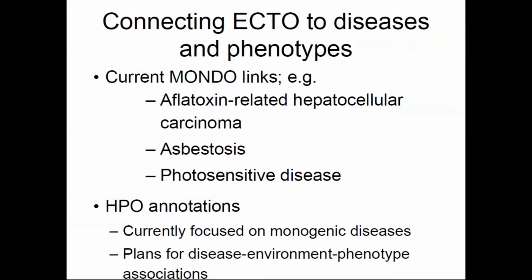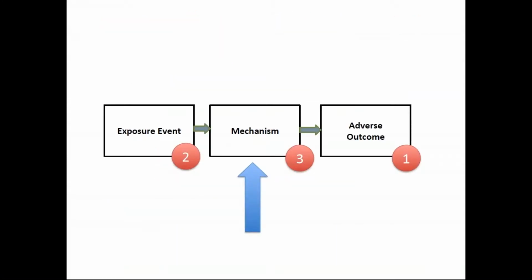What we're aiming to do is connect ECTO to disease and phenotypes. Currently within Mondo, we have connections from certain diseases like asbestosis to asbestos exposure and so on. These ones are fairly trivial, but we're also collecting annotations to other common diseases. So far with the human phenotype ontology, we've focused primarily on monogenic diseases that have very characteristic developmental phenotypes, but we're moving into the area of common diseases. And of course, there we want to model not just the genetic etiology, but also the environmental etiology. So we'll be releasing more annotations to ECTO in the future.